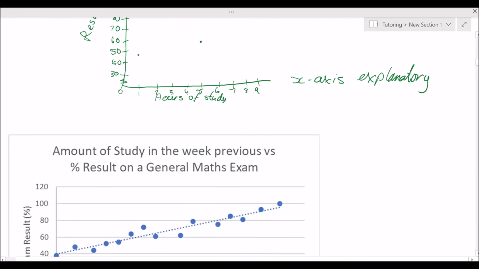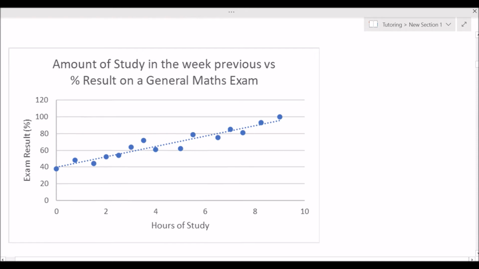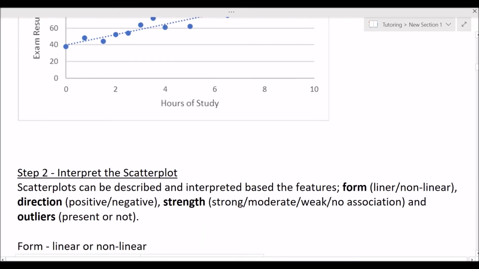Now, here's one I prepared earlier on Excel. So this is what it should look like. I've also added a least squares line there on Excel, but you don't need to add that at this stage. We're going to learn how to do that later on. But that's what our scatter plot should look like. So that's step 1, constructing the scatter plot.